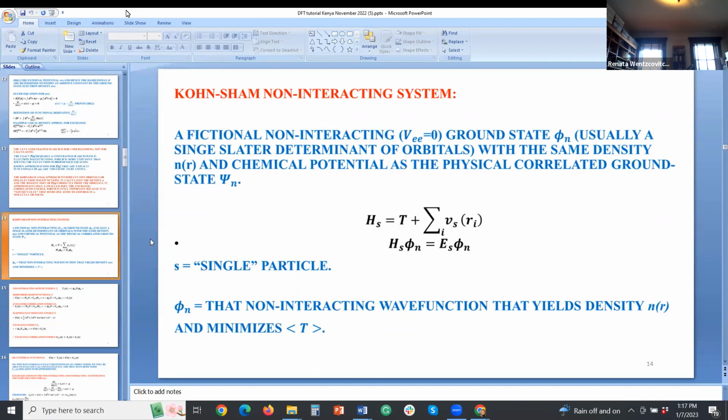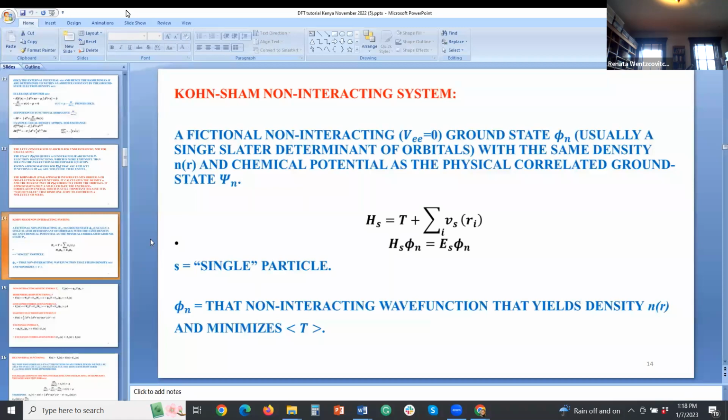But the important thing is that this Hamiltonian is a sum of one electron terms. It doesn't have any pair interactions in it, it's purely a sum of single electron terms. The S actually stands here for single particle. It's not a single particle system, it's a system whose Hamiltonian is a sum of single electron terms.